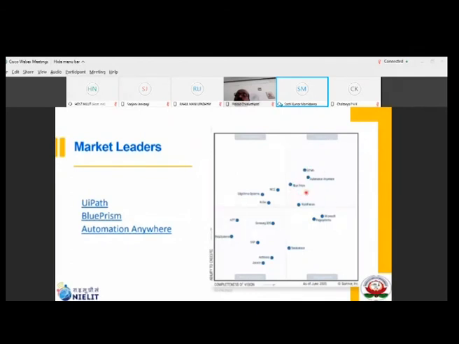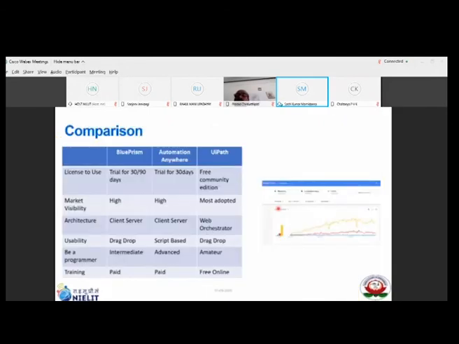So as you can see, there are 3 different players who were the first in the market in the area of RPA. These are considered the leaders, and they have their own products with their own advantages and disadvantages. I've left a link, and all these 3 companies are referring to the same image, taken from that reference. So a small comparison study which I have done with regards to these 3 products, starting with the license.